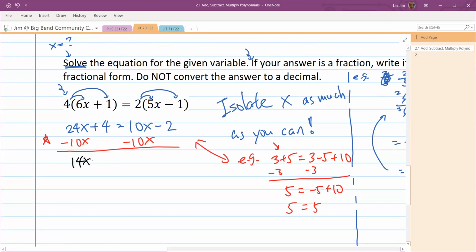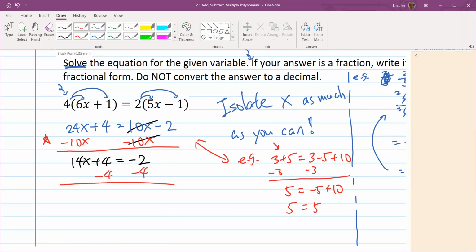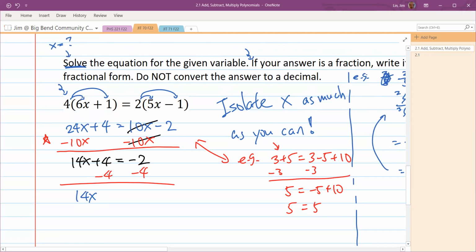So eventually we have 14x plus 4 equals negative 2 because these two terms are canceled. And what do we do next? Well, we're almost isolating x. The next step is to subtract the equation by 4. By 4, yes. In that case, we'll have 14x because these two numbers are canceled, and then we have negative 2 minus 4, which gives you negative 6. So we're adding the first line and the second line.